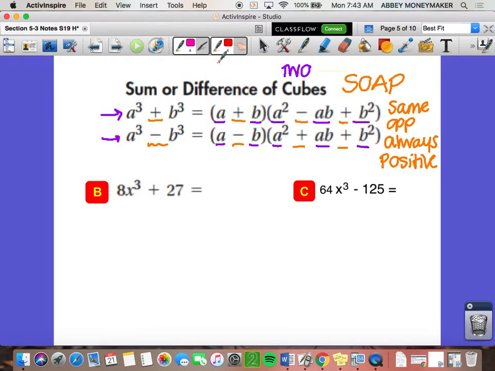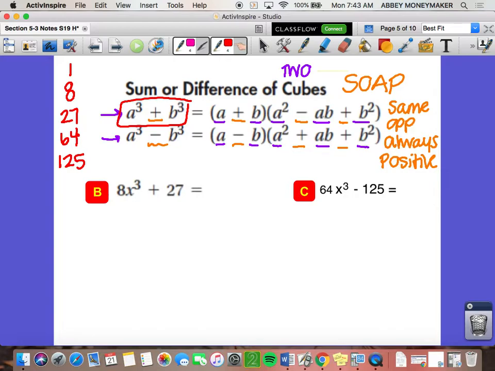So the big question that comes up is, where do you get the a and the b? Where do those come from? The a and the b come from the cube roots of what you are given. So your cube roots, we probably need to make a list. 1 cubed is 1. 2 cubed is 8, 3 cubed is 27, 4 cubed is 64, 5 cubed is 125, and I think that's all I'm going to require y'all to know.